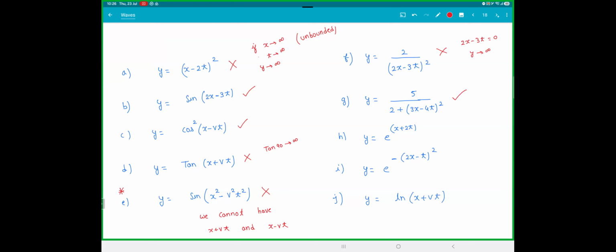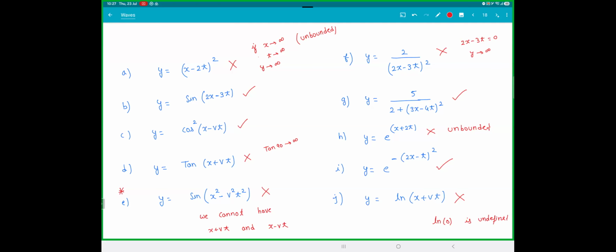G is okay. Because if this goes to 0, you still get a finite value. If this goes to infinity, you'll get a 0, still a finite value. This guy is also gone, unbounded. E power infinity is infinity. This is okay. So I did two things. I kept a minus here, I kept a square here. So it is always e power minus positive number. Ln 0 is undefined. So 1, 2, 3, 4. There are 4 wave equations in this. Yeah. All clear with this?